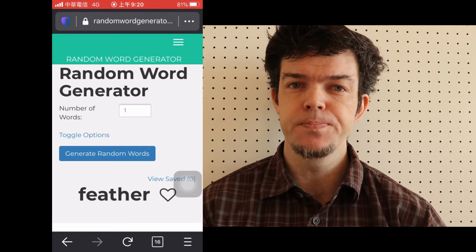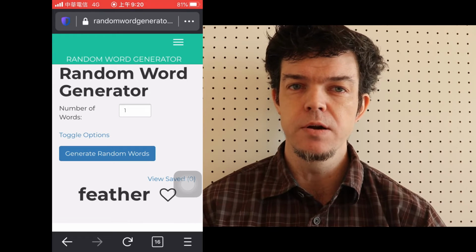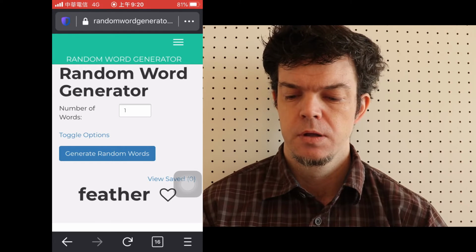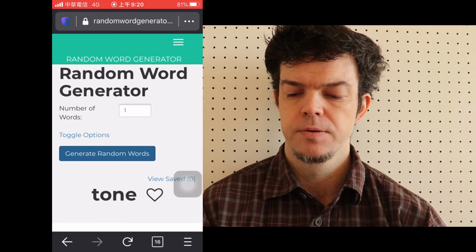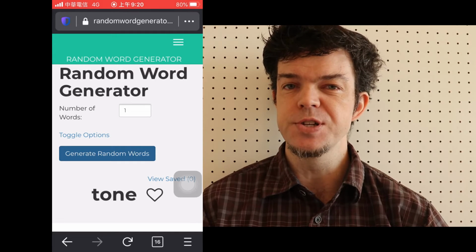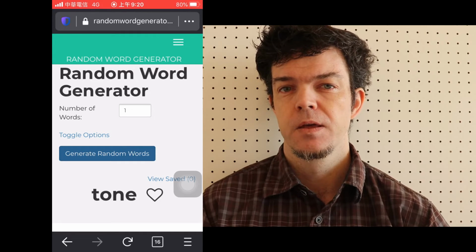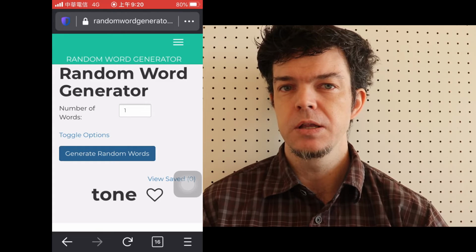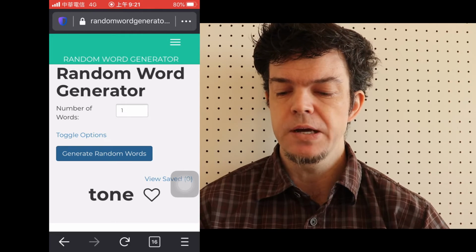Okay, so I've opened up the Random Word Generator website on my phone, and we're going to check out the first word. Let's generate our random word. The word is T-O-N-E. This word is a single syllable word, and we have an O and an E that become a vowel pair. So the O gains a long O sound and the E becomes silent. So this word is pronounced tone.